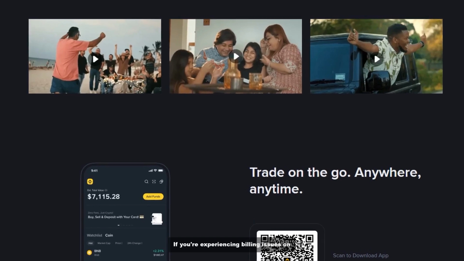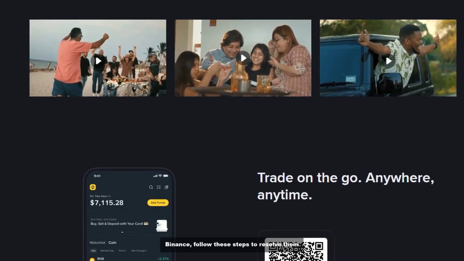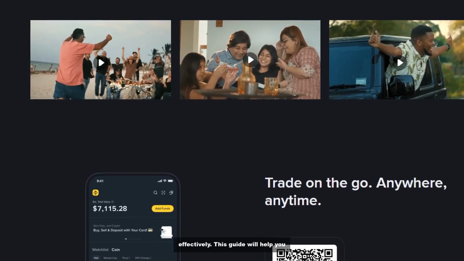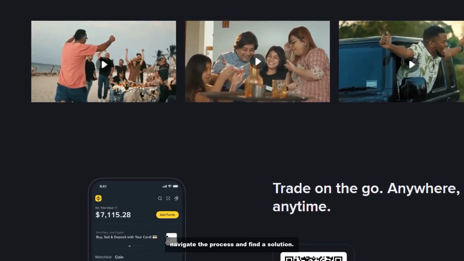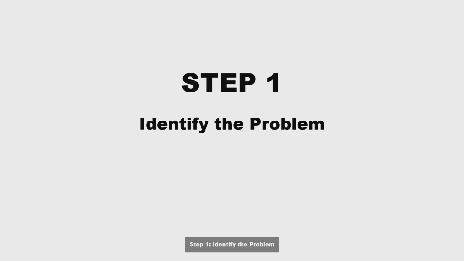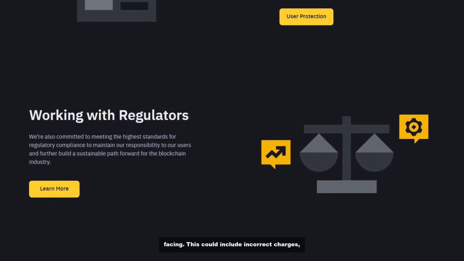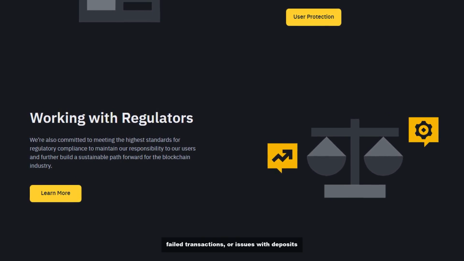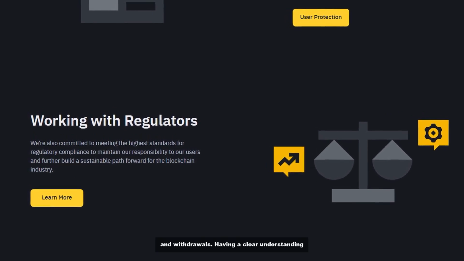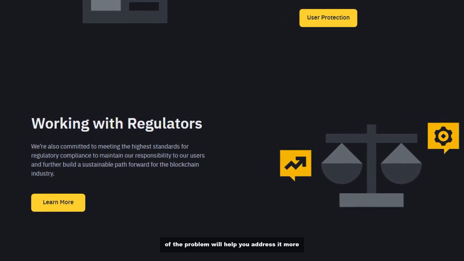If you're experiencing billing issues on Binance, follow these steps to resolve them effectively. This guide will help you navigate the process and find a solution. Step 1. Identify the problem. Determine the specific billing issue you are facing. This could include incorrect charges, failed transactions, or issues with deposits and withdrawals. Having a clear understanding of the problem will help you address it more efficiently.